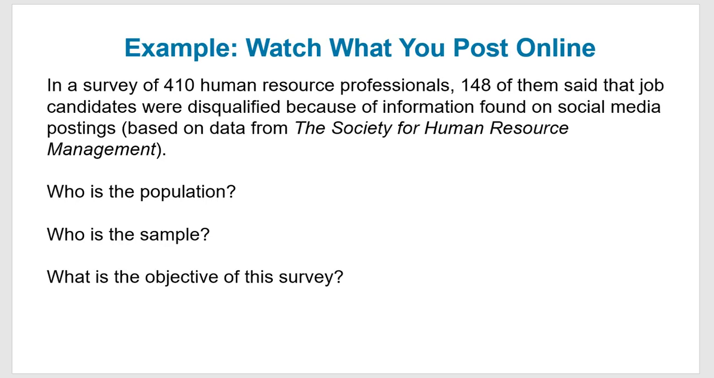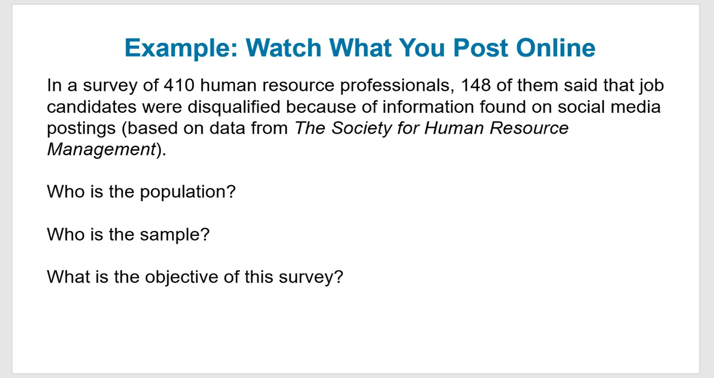All right, so just an example to help you break these down. If we had a survey of 410 human resource professionals, and 148 of them said that job candidates were disqualified because of information found on social media postings. Who is the population in this scenario? The population would be every single human resource professional that exists. Now, obviously, we can't talk to all of them, which is why we only chose that survey of 410 of them, and that is your sample. So the sample is the 410 people that we surveyed.